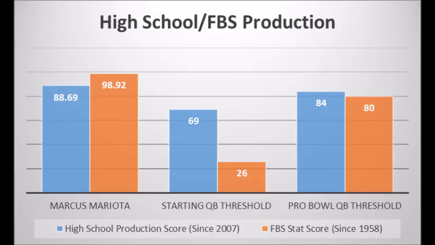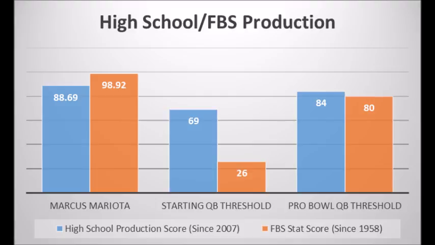So starting out with Marcus Mariota at the high school and college level, his high school production score was 88.69 out of 100, which is super impressive. Mariota's high school production score hits all the thresholds that you're looking for a potential Pro Bowl quarterback. On top of that, his college production score is a 98.92 out of 100, which is crazy good.